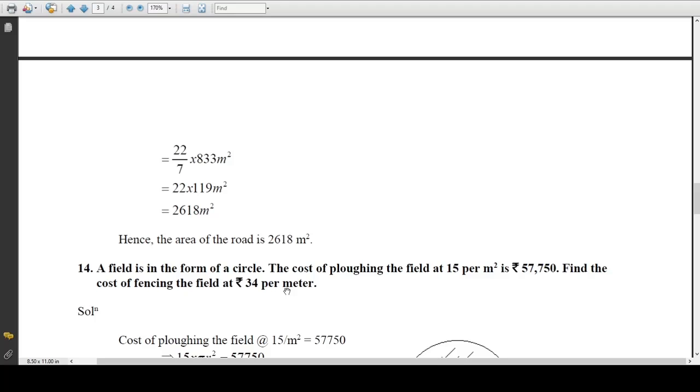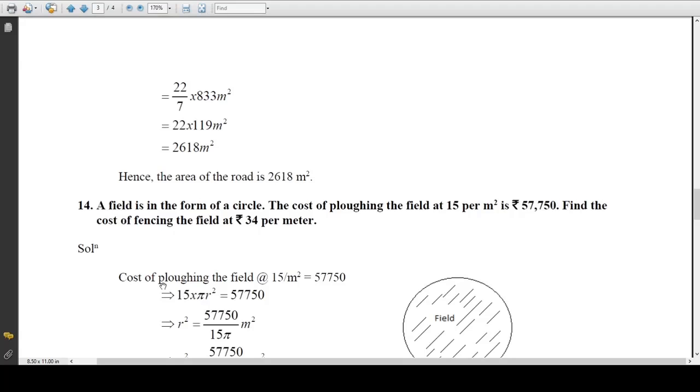Now to find out the radius of the circle, it is given here that the cost of ploughing the field at 15 per meter square is this much. The cost of ploughing the field means the rate multiplied with the area will give you the total cost, isn't it?